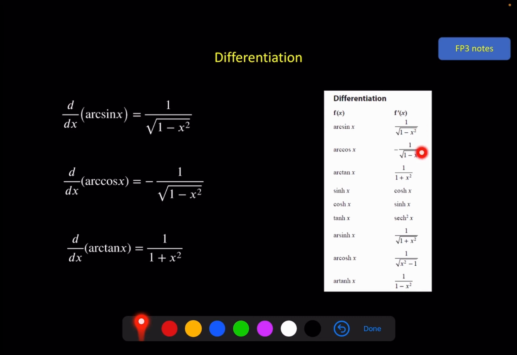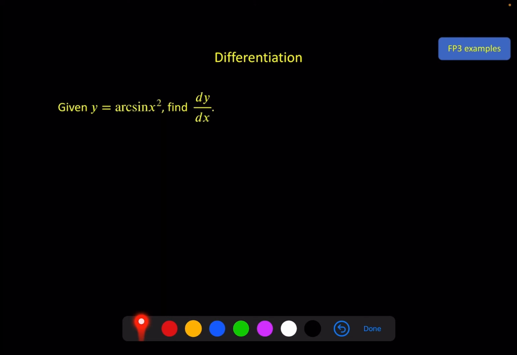And that is our 9 results. You need to be able to use them. As with the other ones, we're just adding to the list of functions that you know the derivatives for. You need to be able to also use these and apply the chain rule, product rule, quotient rule, etc. as usual. So a couple of quick examples. Well, the first one's quick, the second one is not so quick.